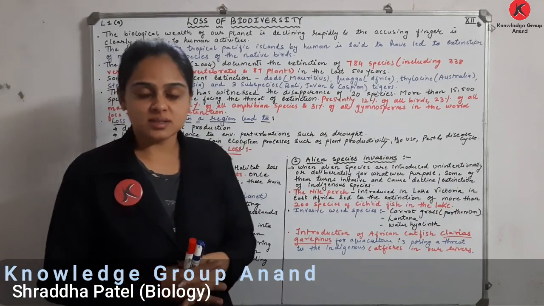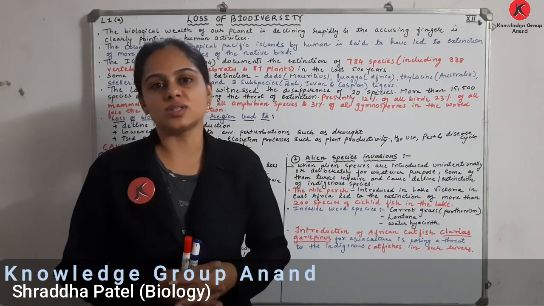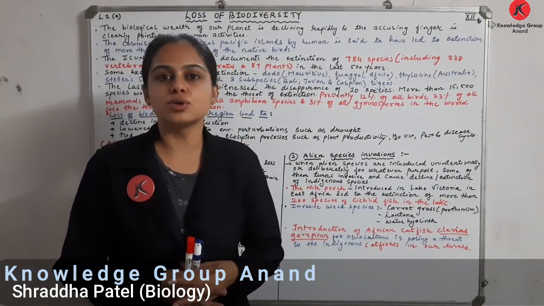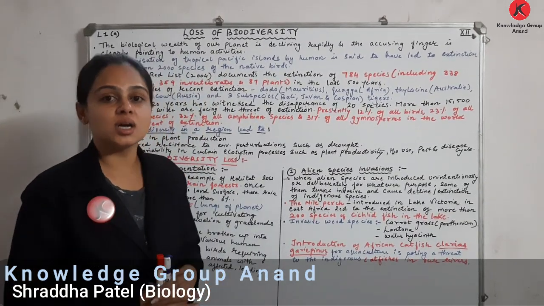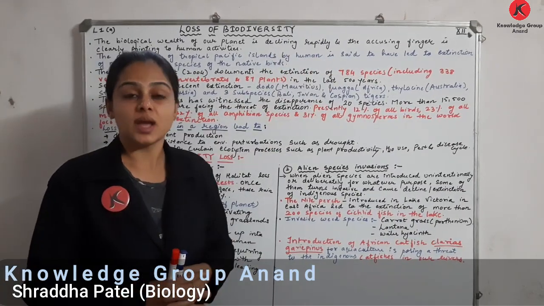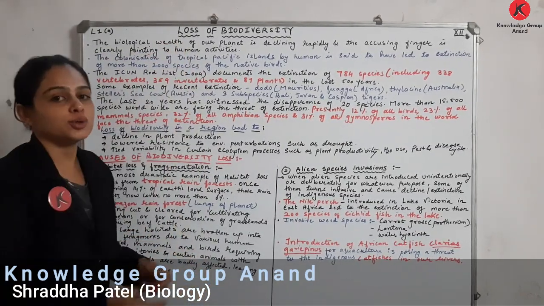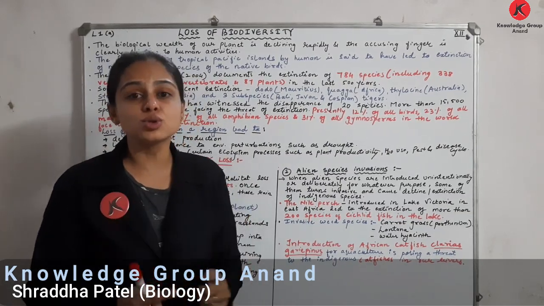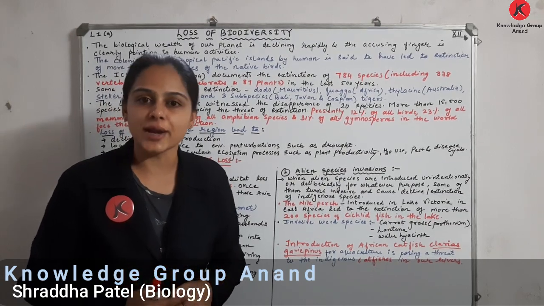As the name suggests, species richness is slowly decreasing, and the contribution for the same goes to human activity. So have a look at what I have written. The biological wealth of our planet is declining rapidly and the accusing finger is clearly pointing to human activities. Due to human activities we are losing our biological wealth, we are losing our biodiversity.